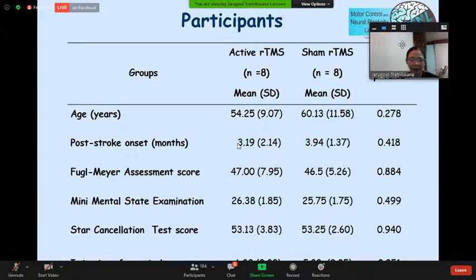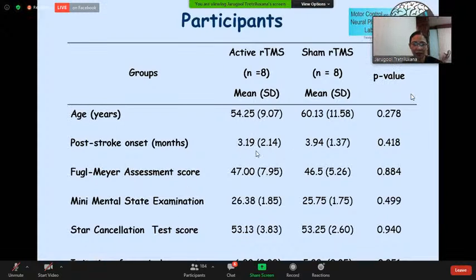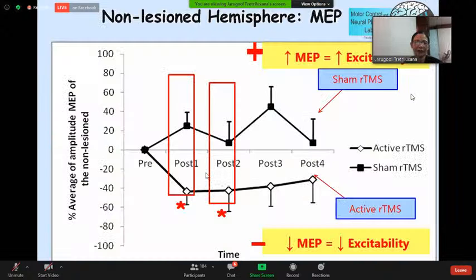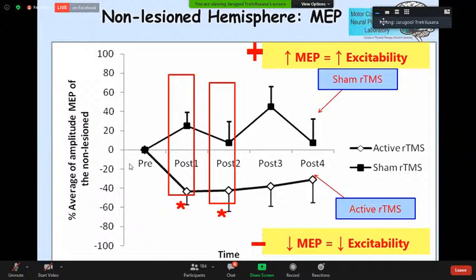As you can see here, they are relatively subacute, only 3 months post-stroke, and relatively mild stroke. So this slide shows you, first of all, when we apply TMS, we need to be sure that the TMS can suppress the corticospinal excitability of the good hemisphere, evidenced by the negative number here. As you can see, after TMS, the brain gets suppressed only in the active TMS, not the sham TMS, so that we are happy.